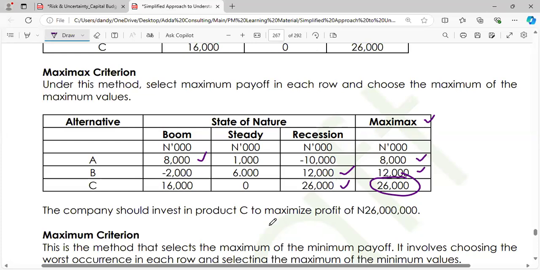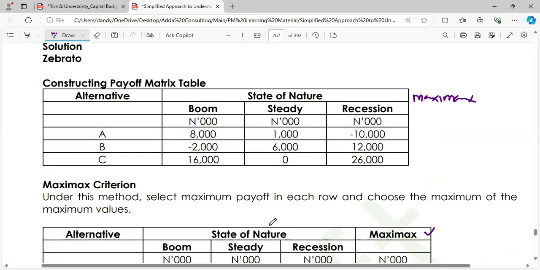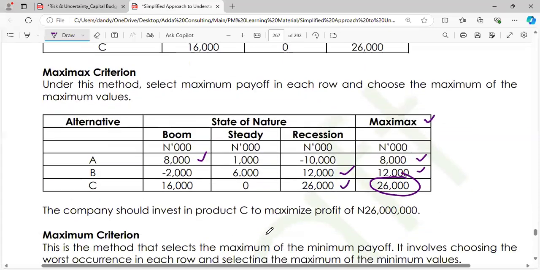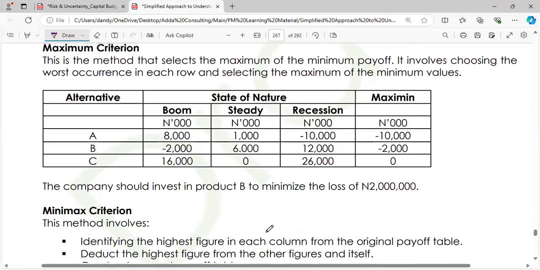Then the next one is maximin criterion. Maximin is the same thing as maximin. So under maximin, the decision maker expects the worst to occur. Therefore, you select the minimum value in each row. From the payoff table, you select the minimum value in each row, then you now select the maximum of the minimum value. That's all.